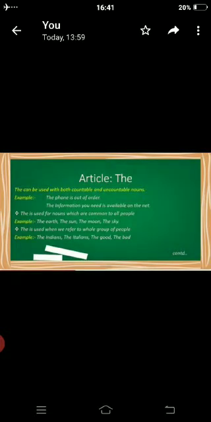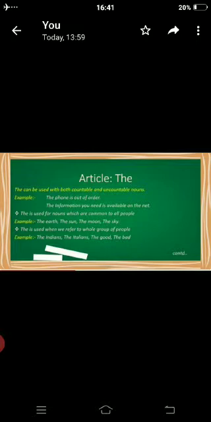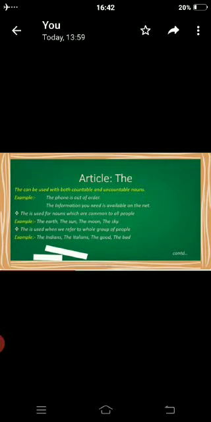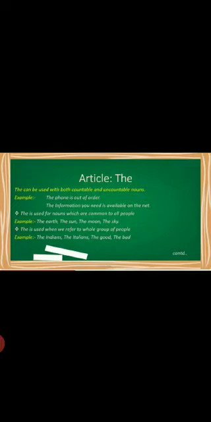Moving forward to the definite article, that is THE. Everybody knows that THE is used with specific nouns only. It can be used with countable and uncountable nouns both. Right, like the phone is out of order, the information you need is available on the net, etc. THE is used before heavenly bodies also, like the earth, the moon, etc.